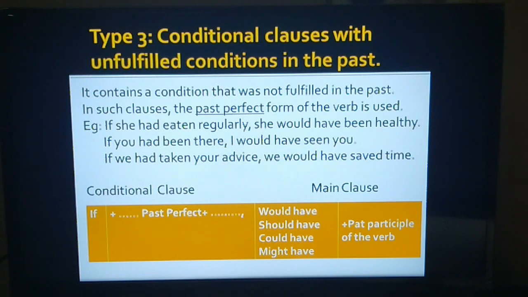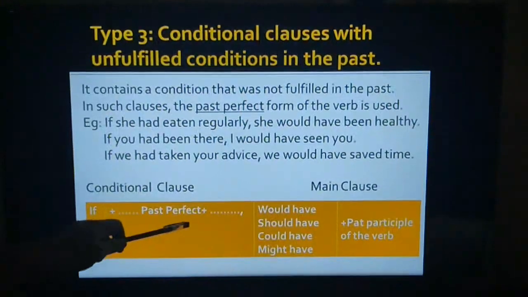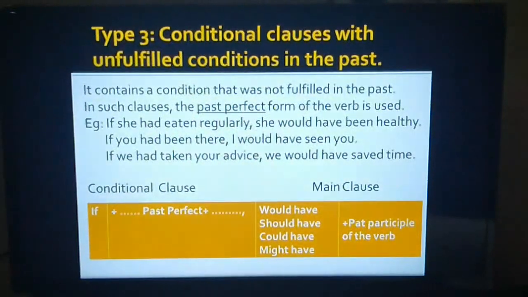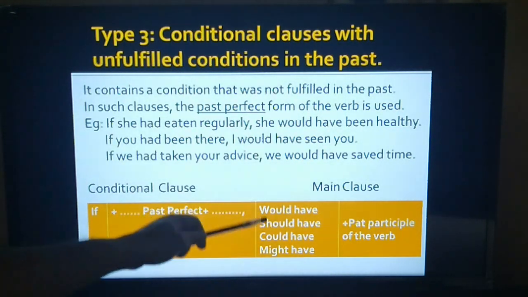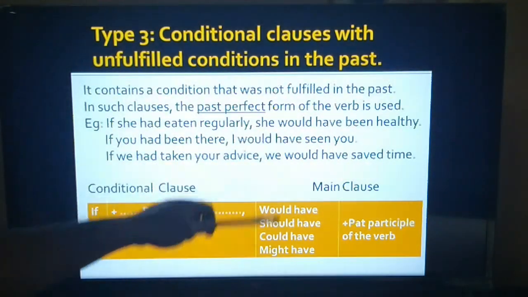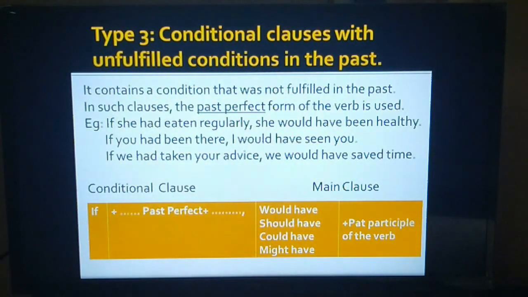So how to make the sentence? What is the structure? Under the conditional clause, if, then past perfect tense of the verb, along with the other words. And in the main clause, we have would have, should have, could have, might have, then past participle of the verb. Correct the spelling mistake. So if plus past perfect plus would have or should have or could have or might have, then past participle of the verb.